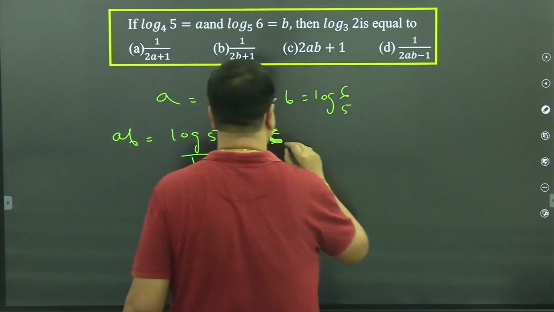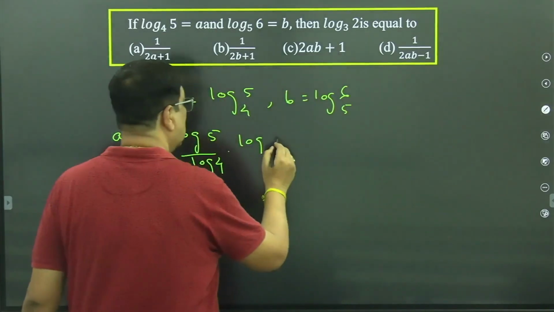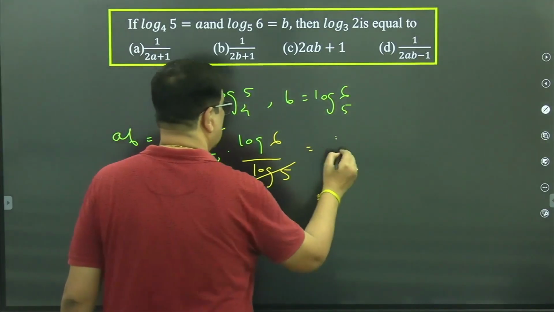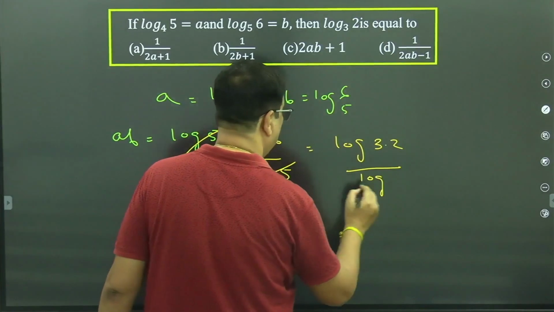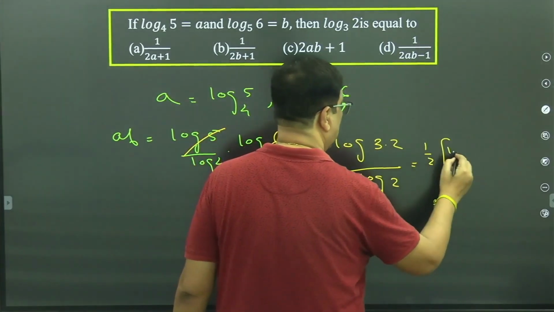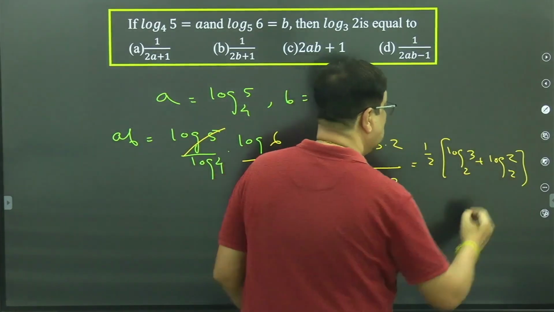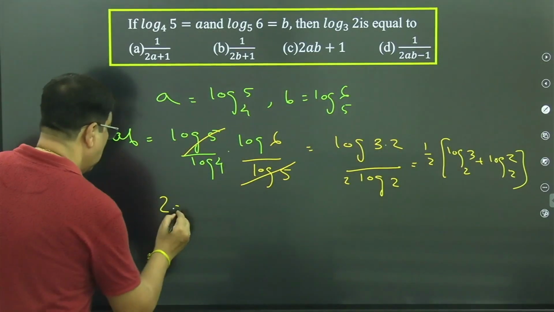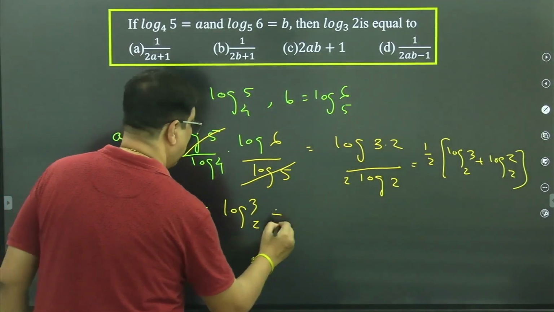Just a minute, I have to erase some portions so that the thing becomes totally comfortable for you. So log 6 by log 5, here this cancels. So log 6 means log 3 into 2 by log 4, which is 2 log 2. So half outside, log 3 base 2 plus log 2 base 2. Similarly, I am multiplying 2 here, so 2ab equals log 3 base 2 plus 1.